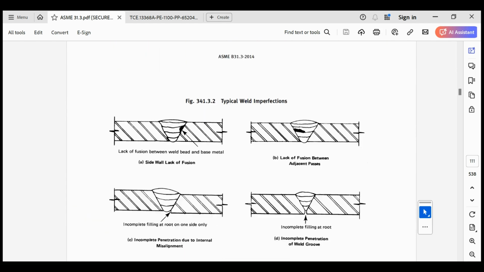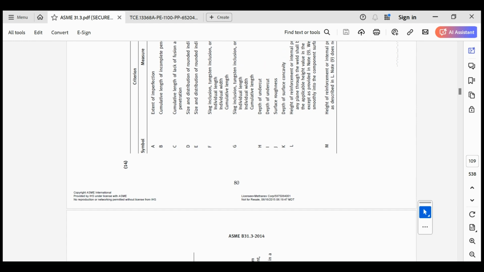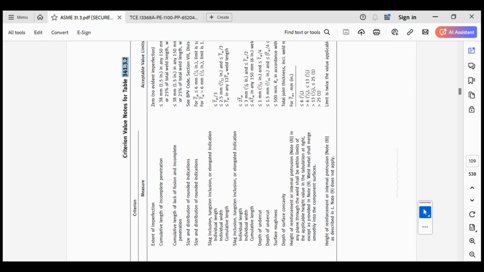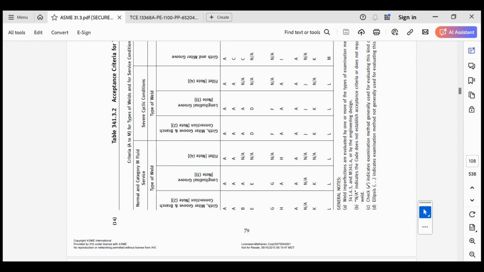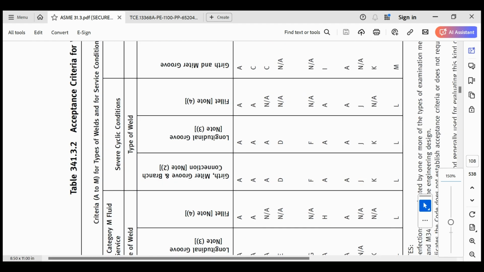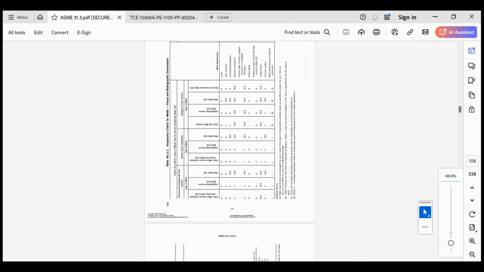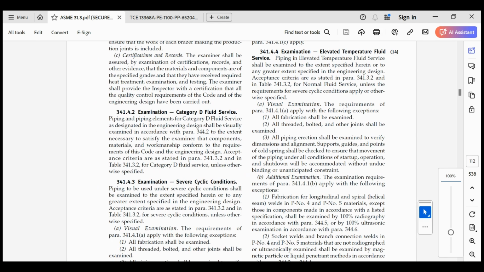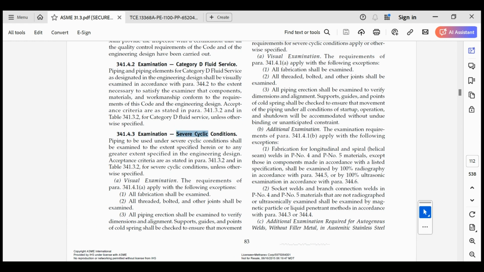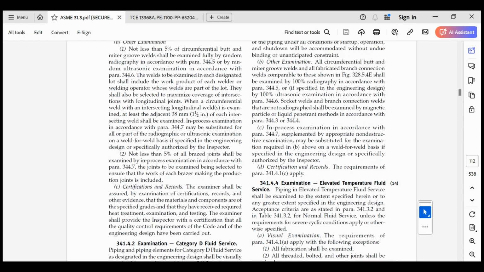If you see, this is what he is talking about. This table 341.3.2, we talked about these symbols, the categories, and then we talked about the extent, right? So this table is talking about that. So we need to understand what kind of extent they have given us. Similarly, for severe cyclic conditions, there are a few clauses which we really need to understand. One, the cyclic conditions are there. At the same time, they are talking about the extent of examination for elevated temperature fluid services.